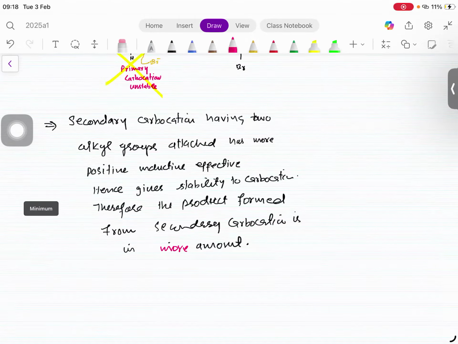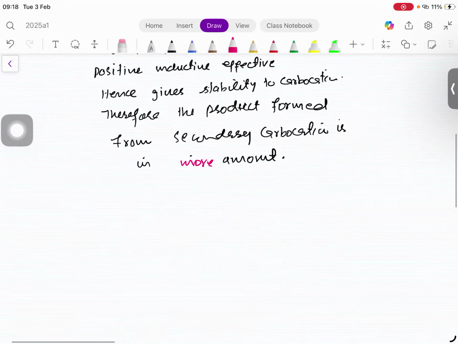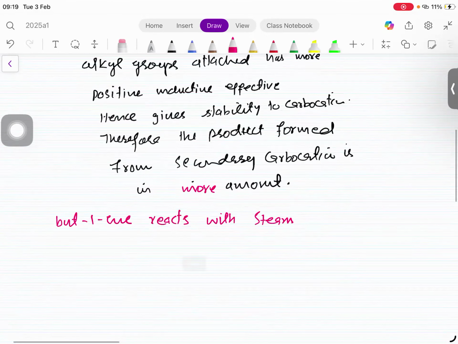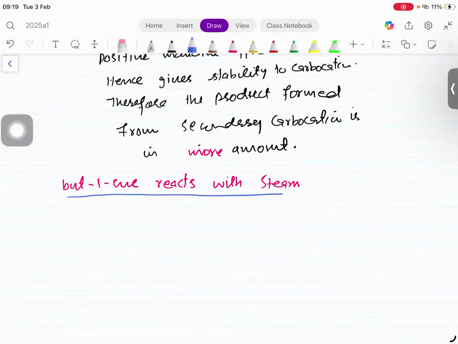Okay, now I'm going to put a question here. Butene reacts with steam. We have to write the reaction and mechanism, and what the major and minor products are. So we have to write all the detail: butene, reaction and mechanism. Yes, reaction and mechanism.